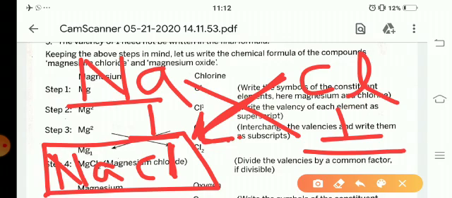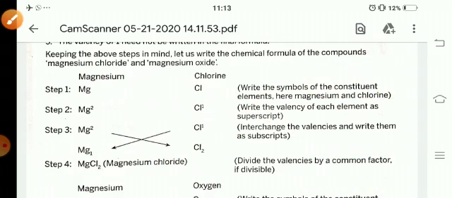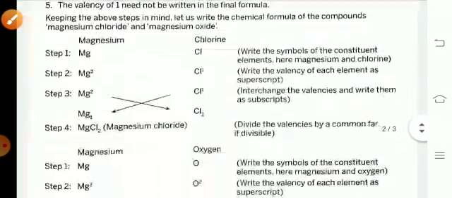These are some examples of how to write a chemical formula. In the next class we will study chemical equations, writing chemical equations, and also balancing chemical equations. Okay students, thank you.